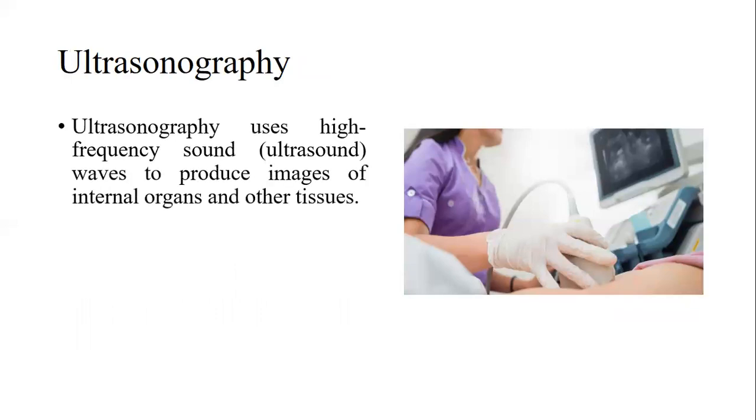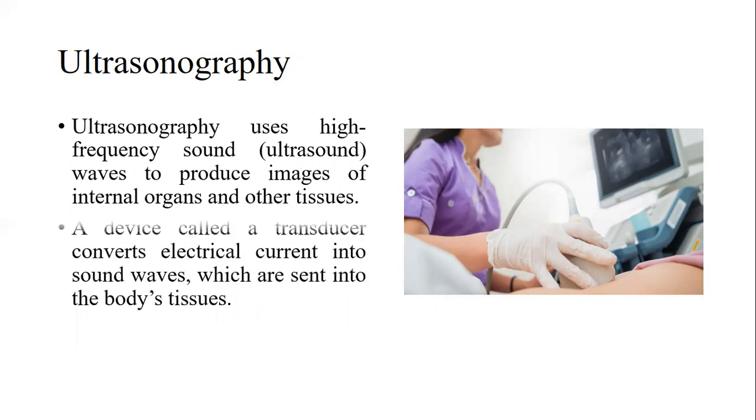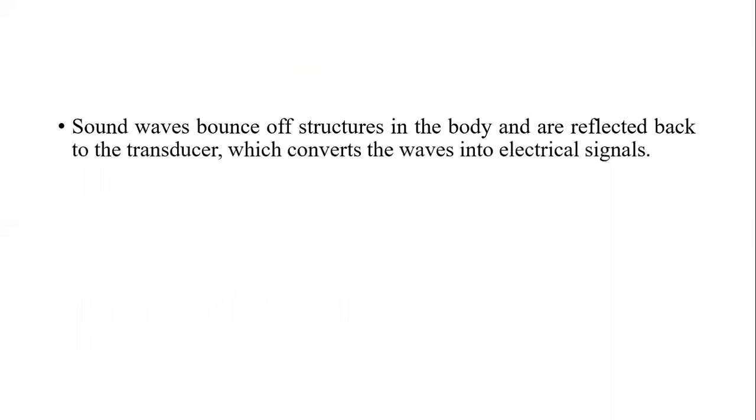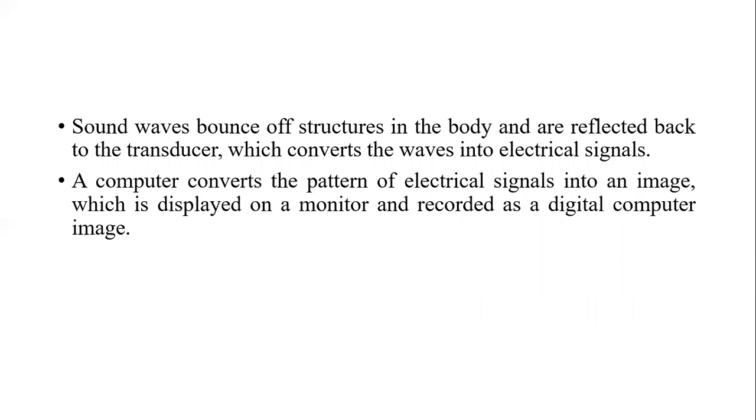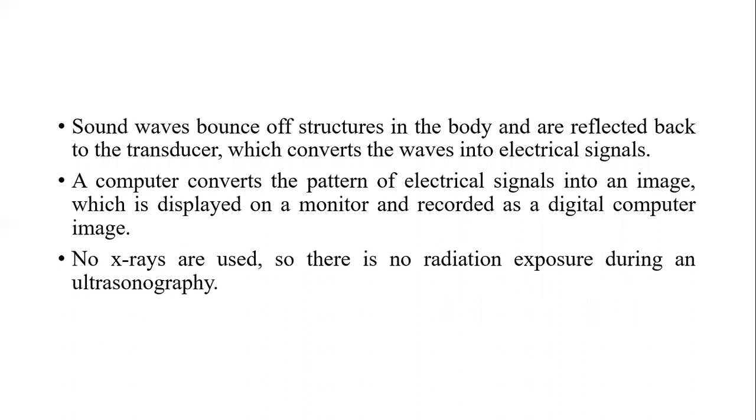Next is ultrasonography. It uses high frequency sound waves to produce images of the internal organs and other tissue. A device called a transducer converts electrical current into sound waves, which are sent into the body's tissue. Sound waves bounce off structures in the body and are reflected back to the transducer, which converts the waves into electrical signals. A computer converts the pattern of the electrical signals into an image, which is displayed on a monitor and recorded as a digital computer image. There is no X-ray used, so there is no radiation exposure during an ultrasonography.